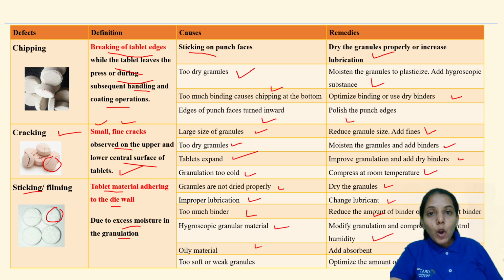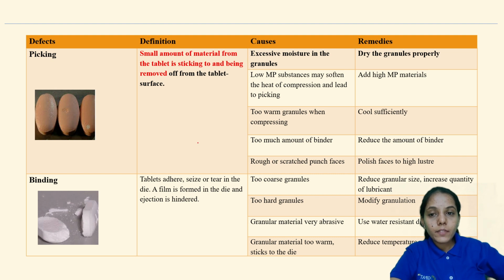If it contains some oily lubricants, then we have to add absorbents, which will absorb the excess amount of oil. Too soft or weak granules, because of that also, we have to optimize the amount of binder. If too soft or weaker granules are there, then we have to optimize the amount of binder.